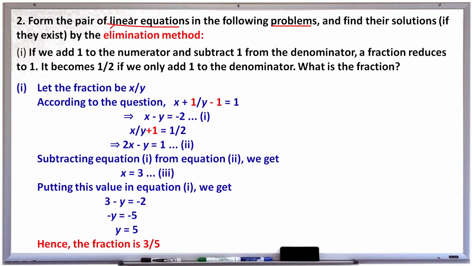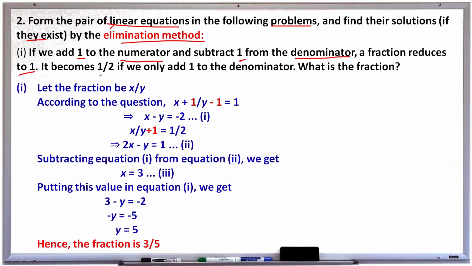Form the pair of linear equations in the following problem. Find their solution, if they exist, by the elimination method. Now the question is: if we add 1 to the numerator and subtract 1 from the denominator, a fraction reduces to 1. This is the first statement given.